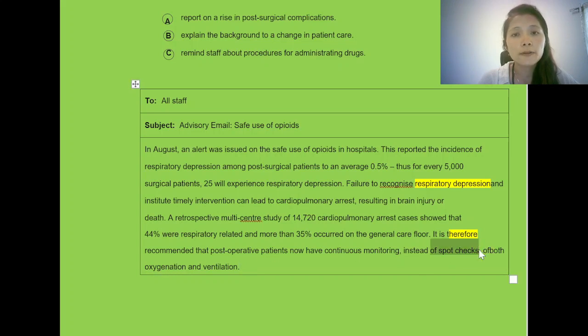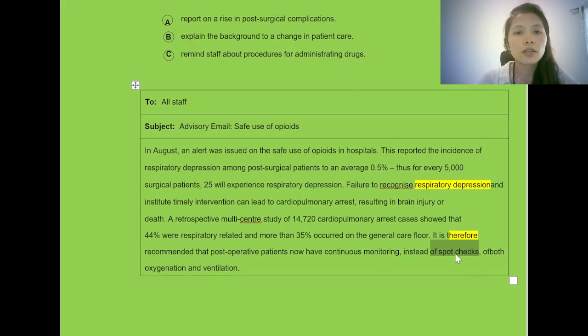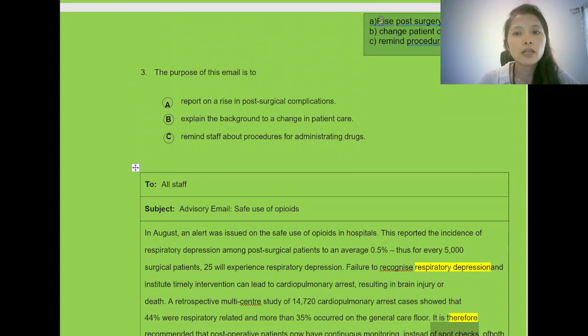meaning direct. It's a shortcut in a very easy way. You cannot check both the oxygen saturation level and the ventilation of the patient. Instead of that, continuous monitoring care should be enabled or started. They have recommended the post-operative patient to have continuous monitoring rather than a spot check. That is the explanation given in this background. So I have rise of post-surgery problems, it is not mentioned. And change in patient care, I'm not very sure. And remind procedure for drug administration.